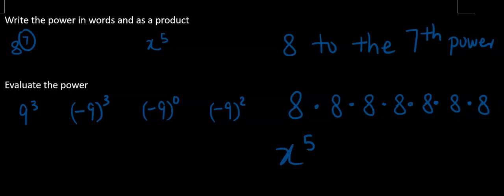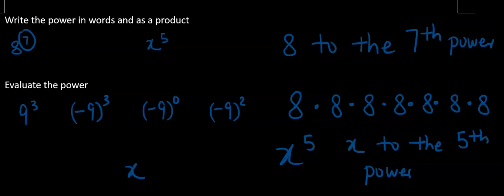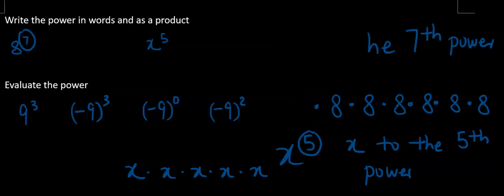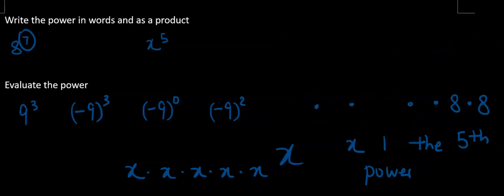How about this? We write in words x to the 5th power, which means x is the base. The base is the factor in the product. We're going to write it how many times? 5 times. That is our exercise 1 today.